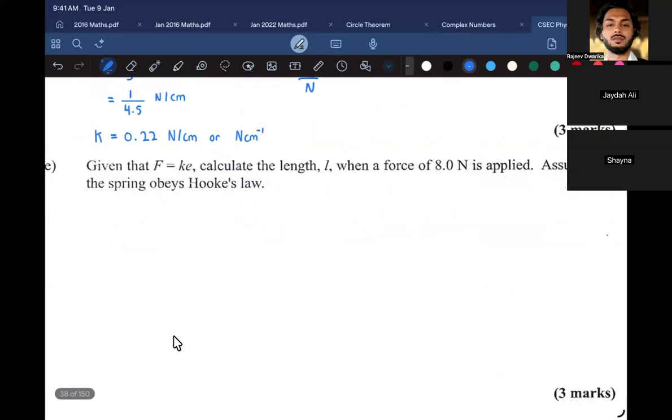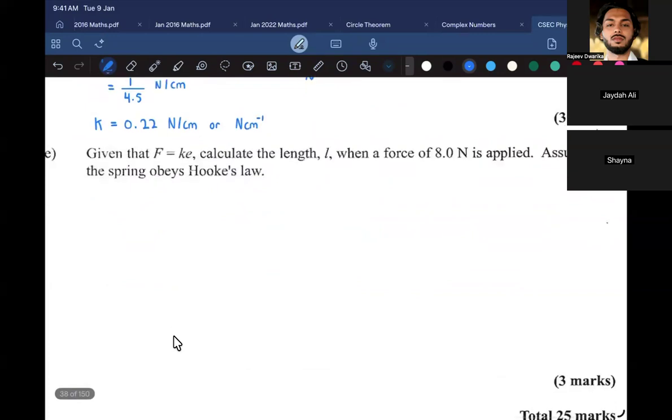Given that F is equal to KE, calculate the length when a force of 8 newtons is applied. Assume that the spring obeys Hooke's law. First things first, Jada, let's write the full equation. So if we want to write the full equation, it's going to be F is equal to what? What do we know K to be? What is K?